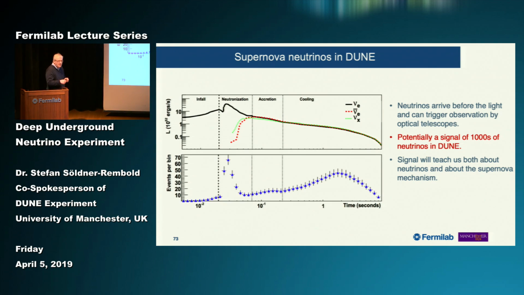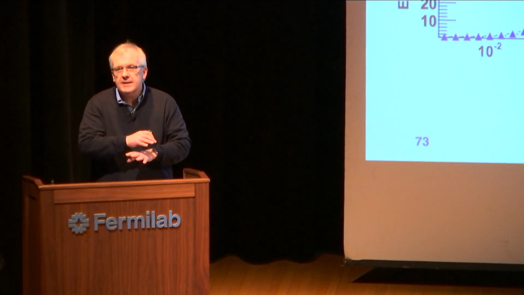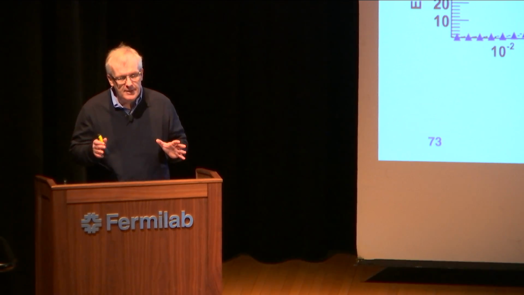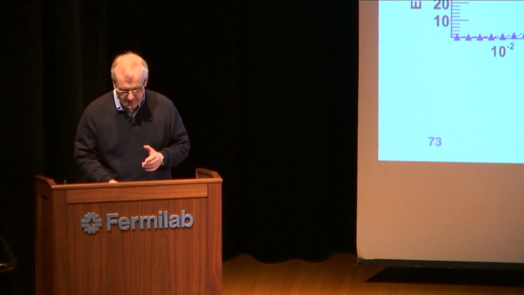With DUNE, if we can actually see a supernova, which is not too far away, not too close either, please, then we will see thousands of neutrinos within 10 seconds. This will give us enormous information about neutrinos and about supernovae, which are one of the most violent events in the universe.